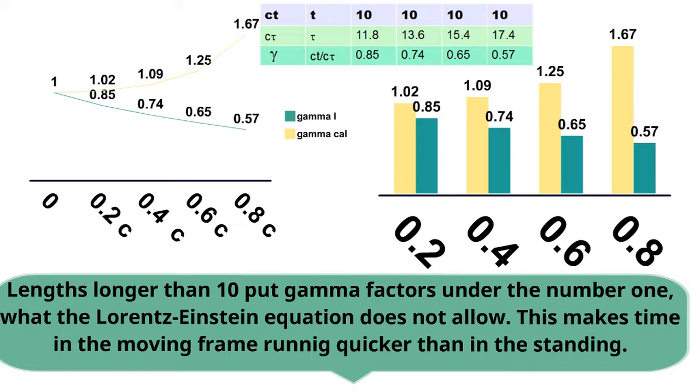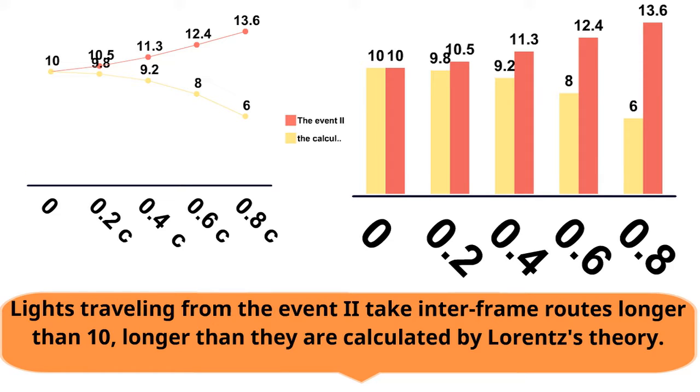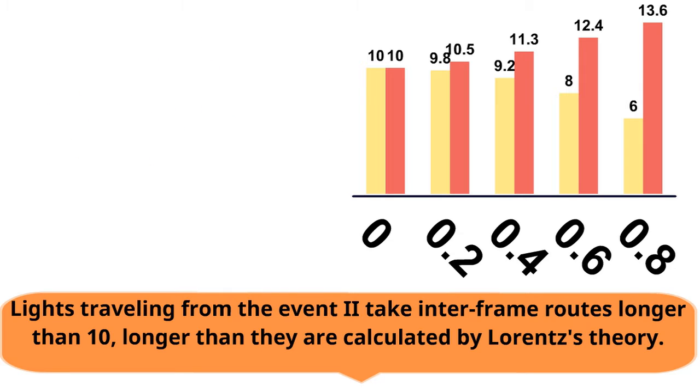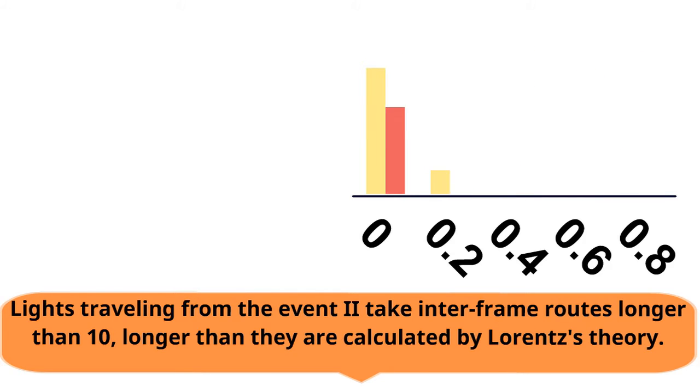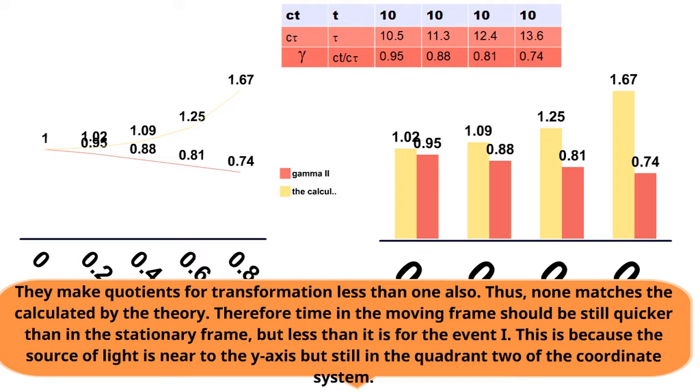This makes time in the moving frame run quicker than in the standing frame. Lights travel from the event to take interframe routes longer than 10, longer than they are calculated by Lorentz's theory. They make quotients for transformation less than 1 also. Thus, none matches the values calculated by the theory. Therefore, time in the moving frame should be still quicker than in the stationary frame, but less than for the event 1.